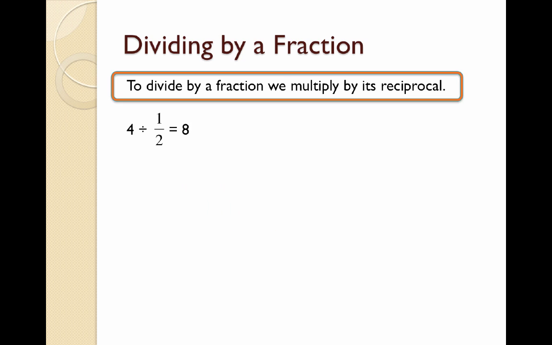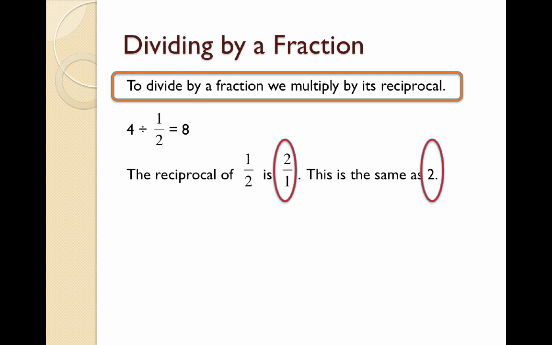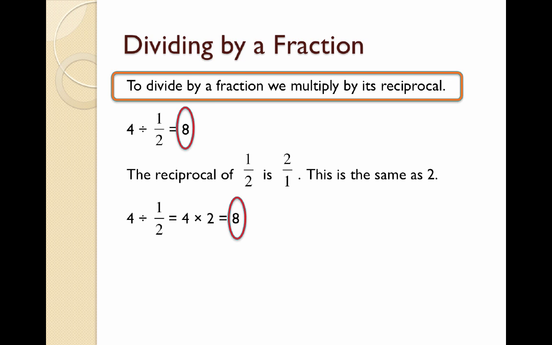But at the start of this video I said to divide by a fraction we multiply by its reciprocal. Let's see what that means. So the reciprocal of a half, if I want to divide by a half, the reciprocal of a half is 2 over 1. That's the same as 2 because 2 divided by 1 gives you 2. So if I want to divide by a half, that's the same as multiplying by 2. And 4 times 2 is 8. Do you notice how my two answers are exactly the same?